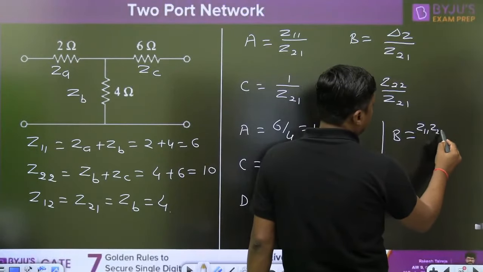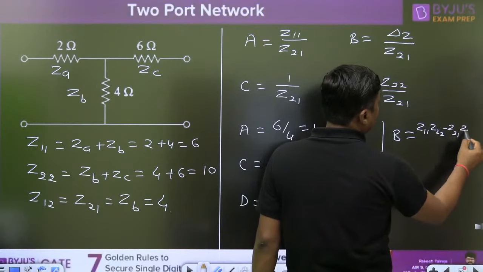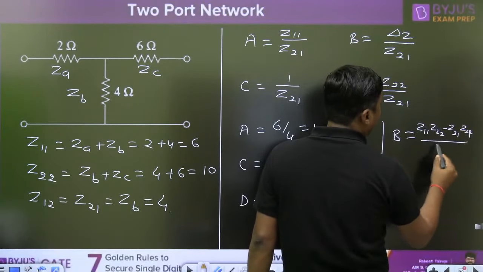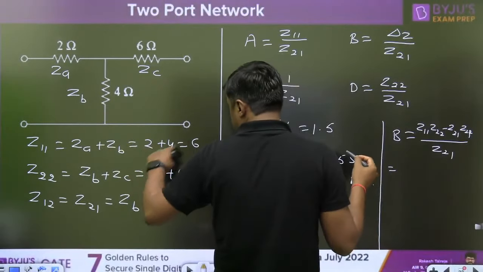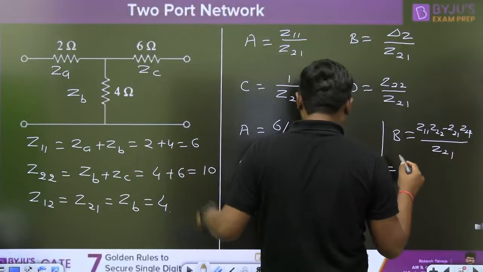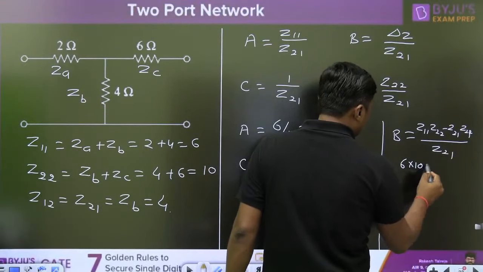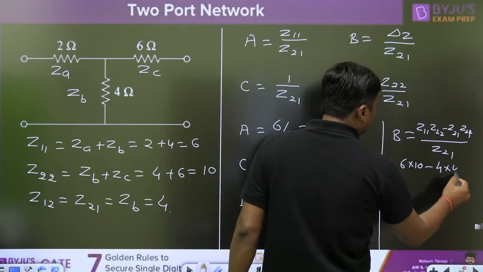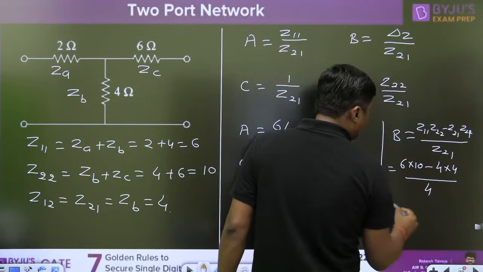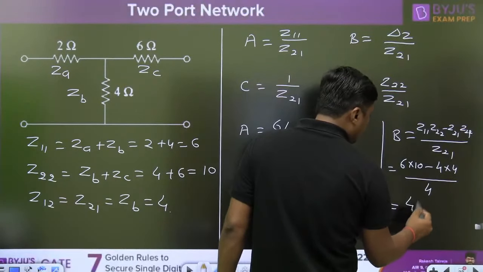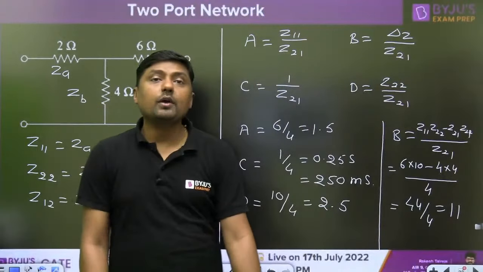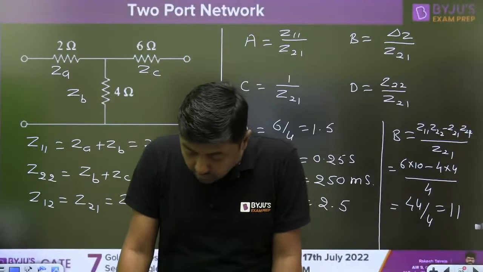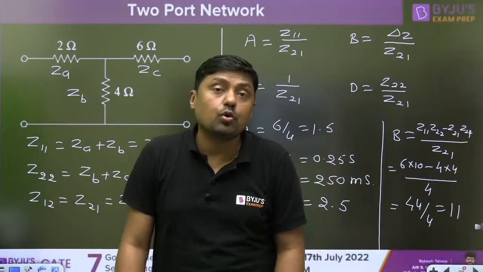Z11 Z22 minus Z21 Z22 Z21 divided by what? Z21. So what is the determinant? 6 into 4, 6 into 10 minus 4 into 4 upon 4. And that is nothing but 44 divided by 4. Answer is what? 11. So my dear friends, tell me which method is easier.